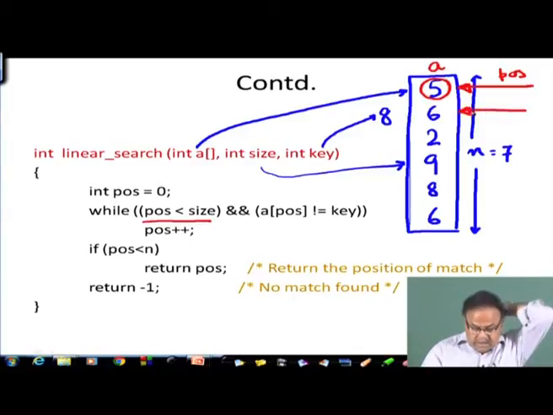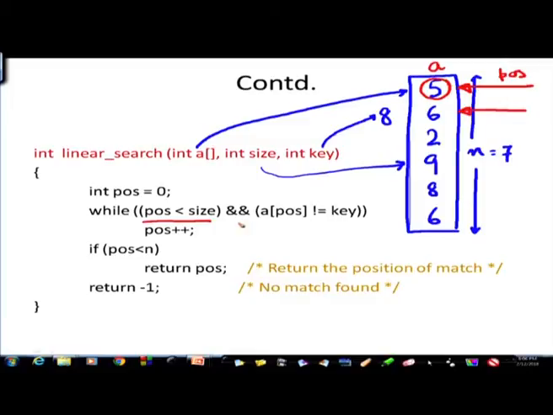Now, look at this, this is an AND here. If either of these conditions fail, that means if I have not found it, fine, but I have exceeded the array size, I mean limit, then I will stop. Or if I have found the key 8 here, although I have not reached the end, I will stop. Okay. So, that is the condition, then I go on increasing pos.